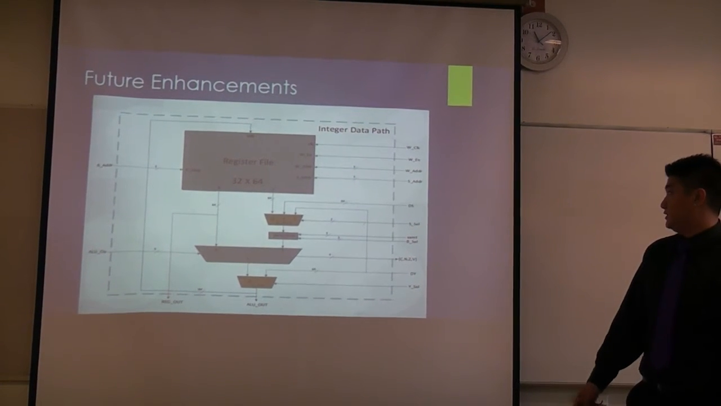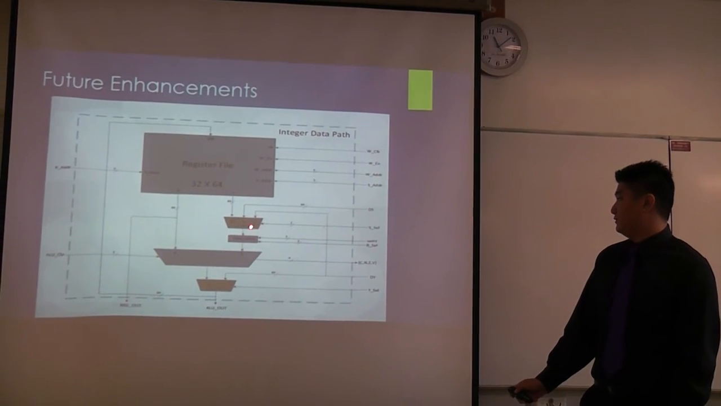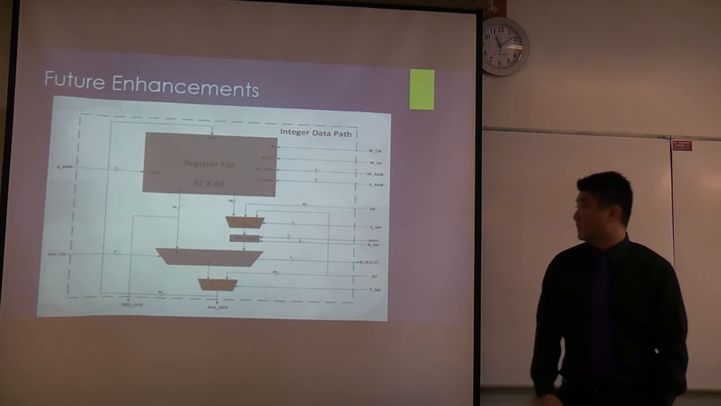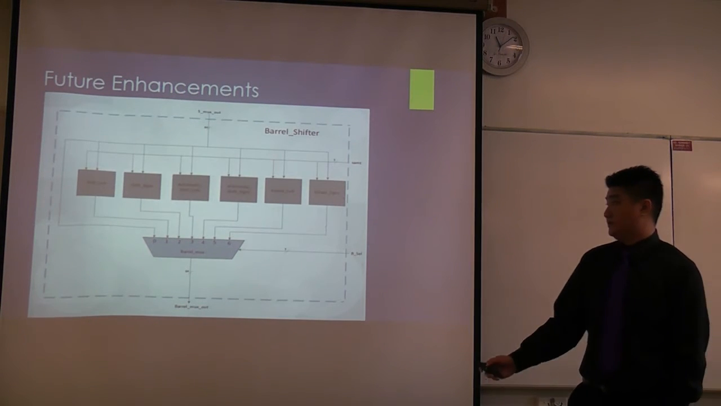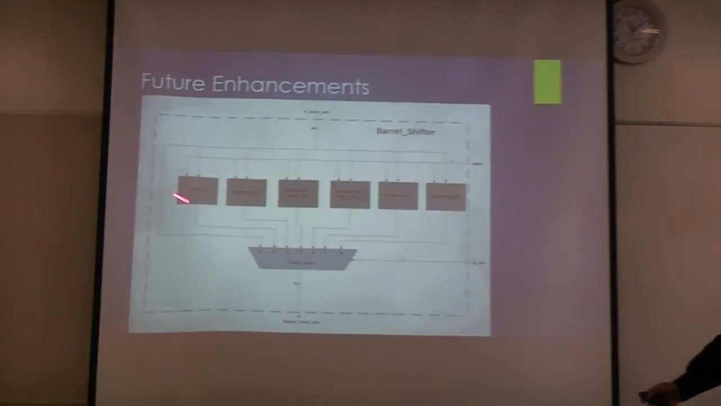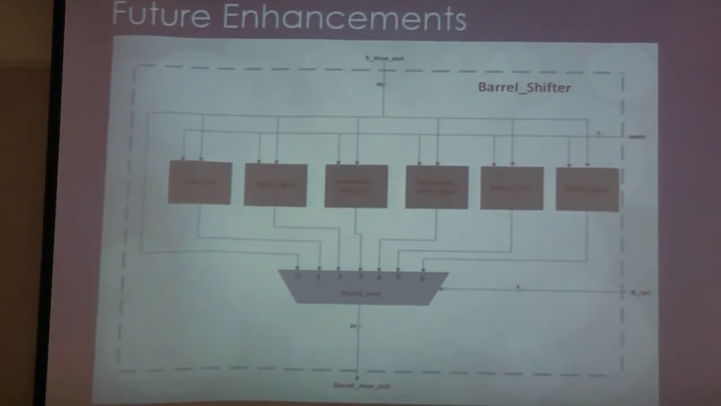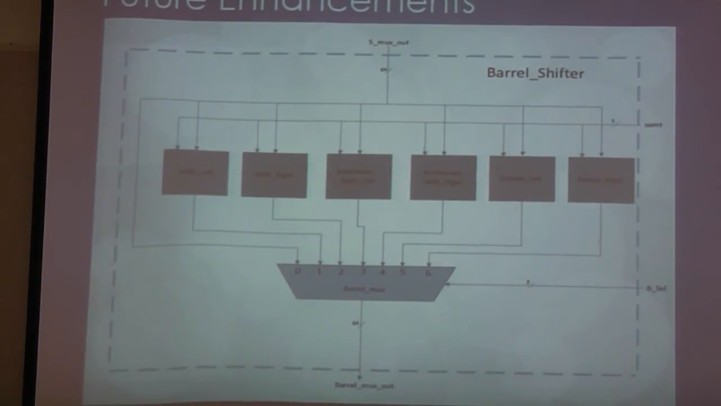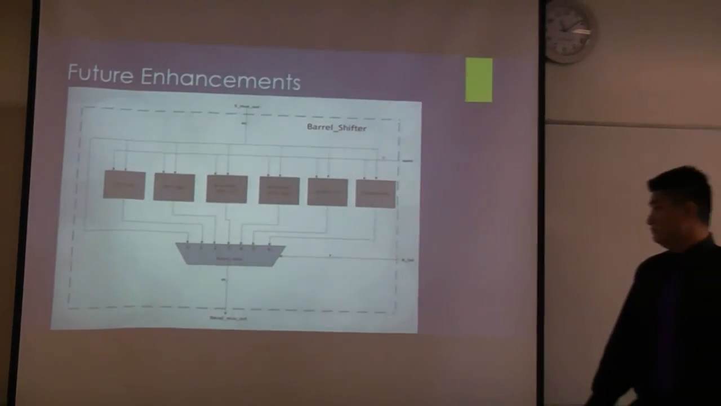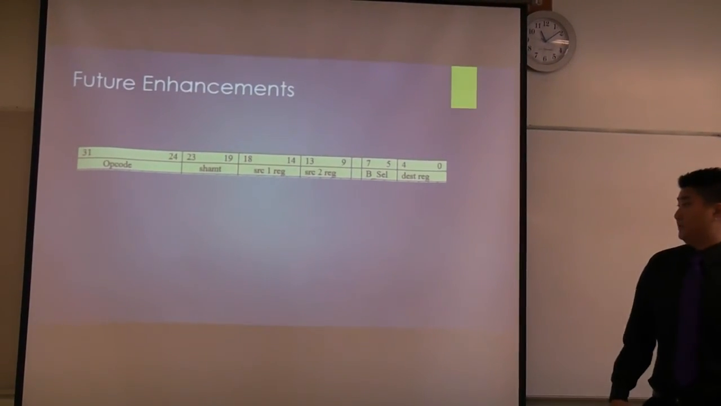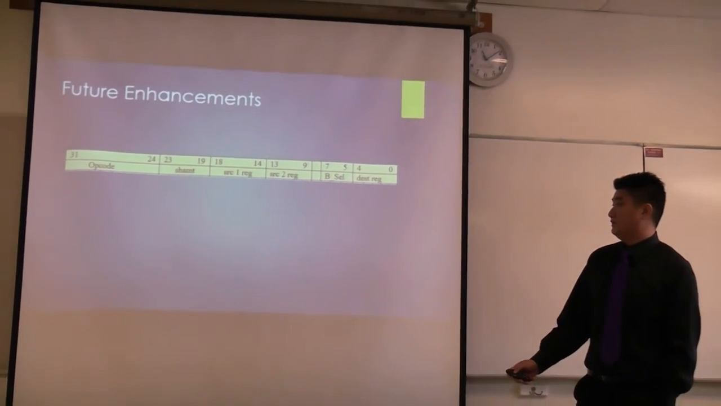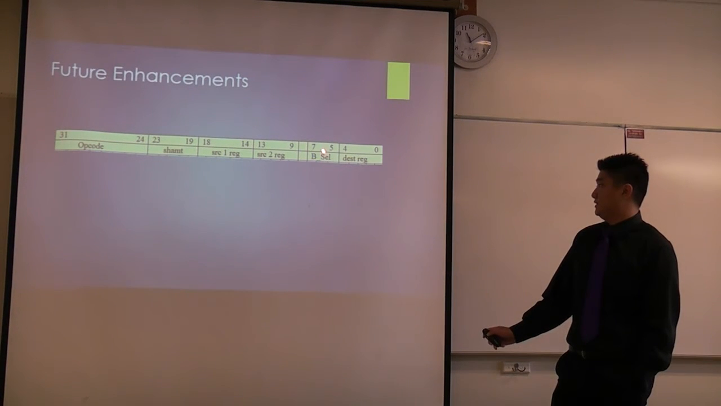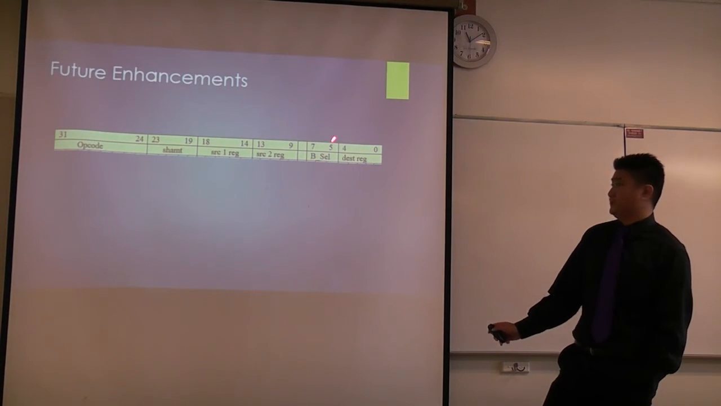Here is the integer data path with the barrel shifter module added in, and the shift amount and the barrel select. Inside the barrel shifter module, it'll have the different types, which would be the logical shift left, shift right, the arithmetic shift left, shift right, and also rotate left and rotate right. And then the barrel shifter will have the opcode, the shift amount, and the two source registers. The barrel select can determine what kind of shift, and then the destination register.